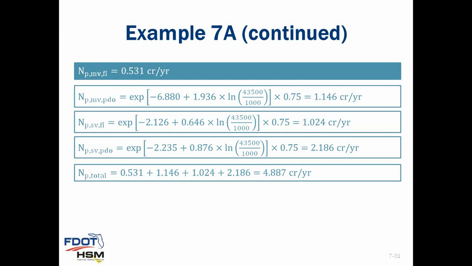Continuing, we can compute 1.024 single vehicle fatal or injury crashes per year and 2.186 single vehicle PDO crashes per year. We can now add these 4 values together to obtain the predicted total crash frequency of 4.887 crashes per year.